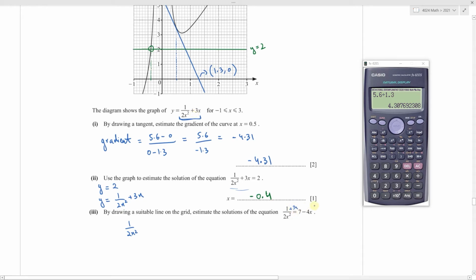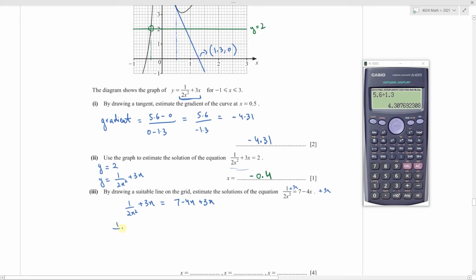I'll add 3x on this side of the equation and add 3x on this side of the equation. So I have 1 over 2 x squared plus 3x equals 7 minus 4x plus 3x. Now minus 4x plus 3x will be 7 minus x. You're already given the graph of this. The other equation is y equals 7 minus x, because substituting y with 7 minus x gives an equation equivalent to this. So now you have to draw the graph of this and see where it intersects with the graph which is already given, and that will be our solution.